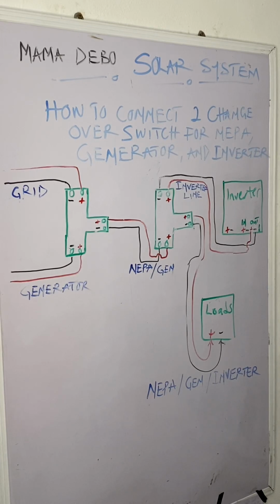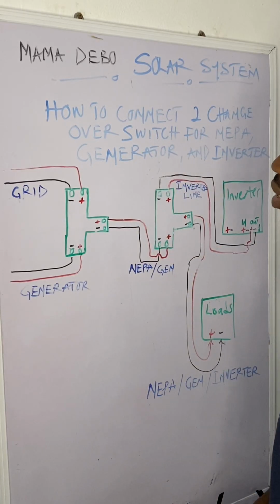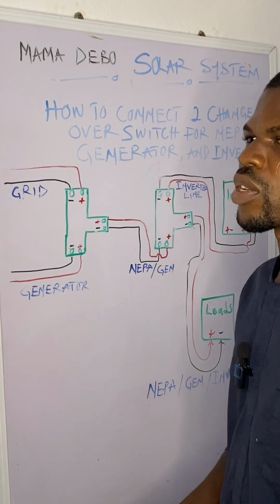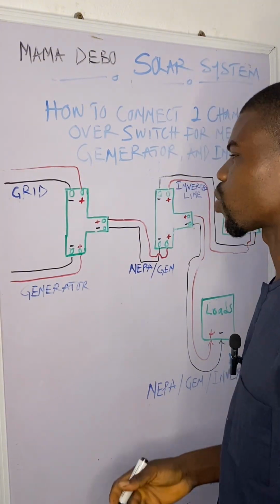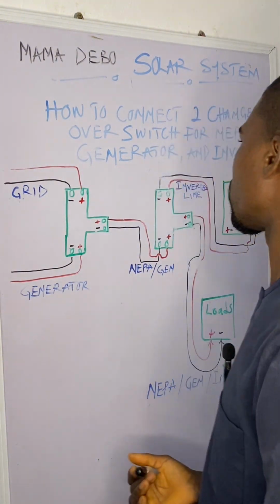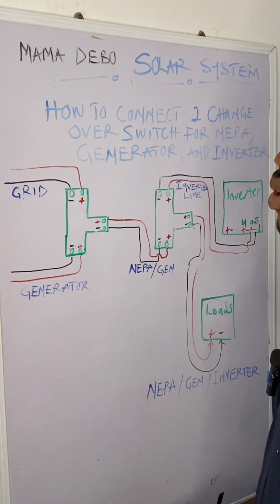How to connect two changeover switches to your NEPA, generator, and inverter. If you, as an engineer, want to install a changeover for your solar system, either for your client or for your personal use, the first thing you need to do is check the existing changeover your client is using.